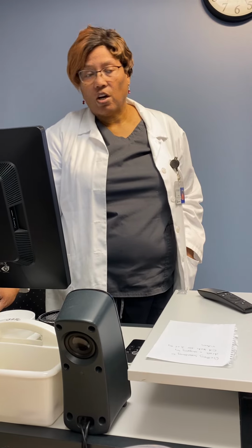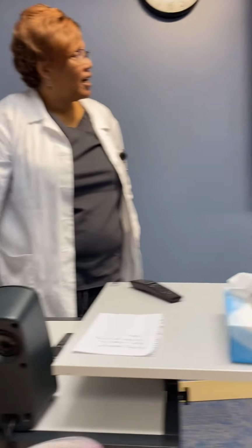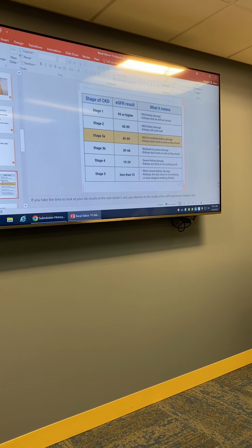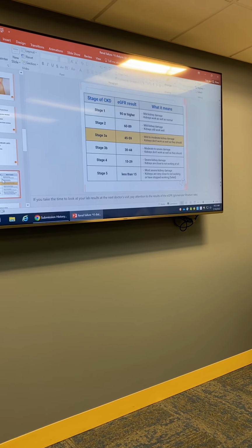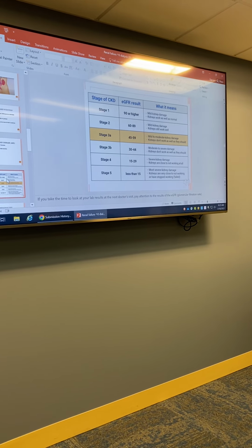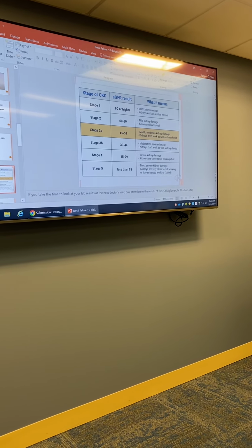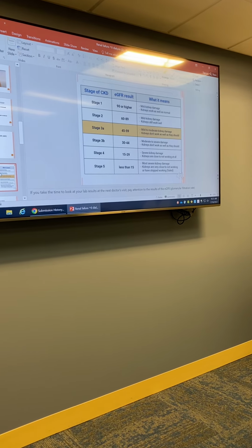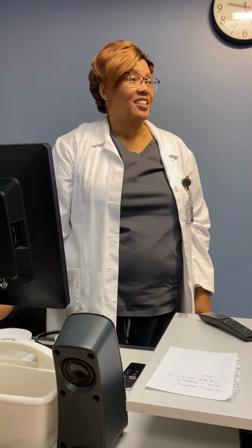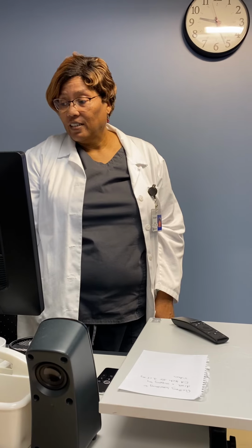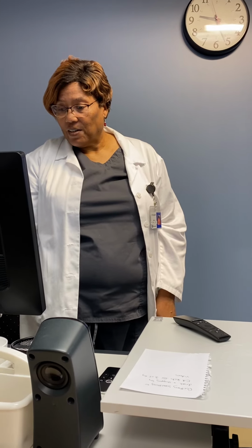I have this chart right here because every time you go to the doctor you see the glomerular filtration rate on it, and it says for people of color and then for other people. I never knew what it meant until I looked and saw this chart. So I said, next time I go, I'm going to check and see where I'm at.